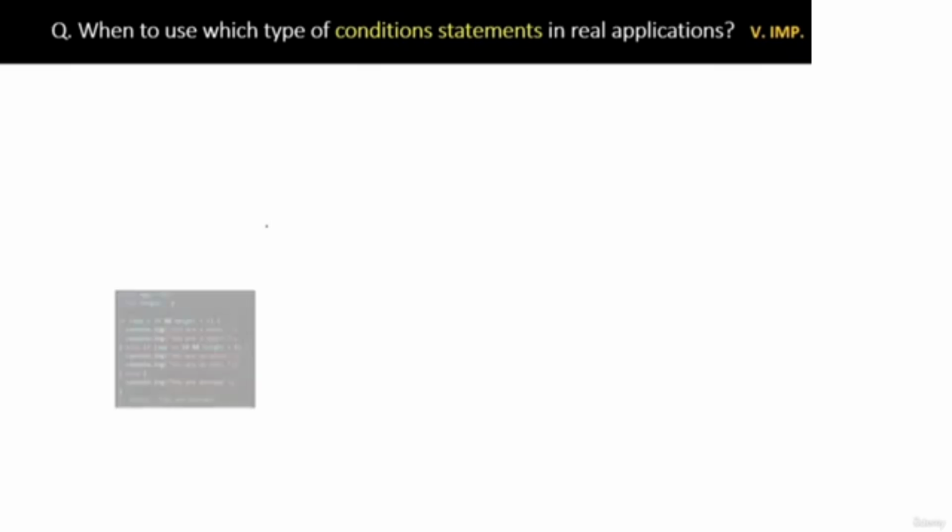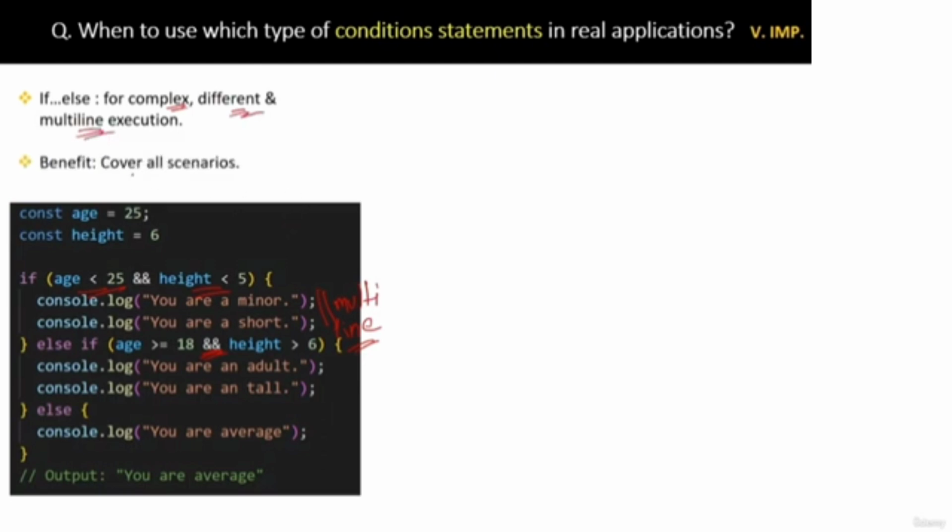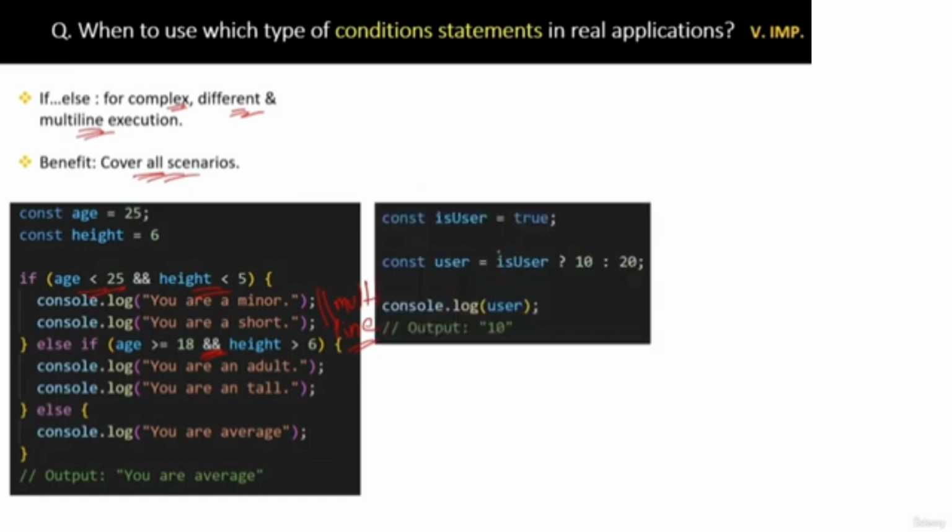First, we have this if-else condition, and here is the sample code. Now here you can see if-else can handle any type of complex condition, and even multiple conditions with multiple and or multiple or operators it can handle. Also inside the curly braces, the if block can have multiple lines of code. The point is, if-else is good for complex, different, and multi-line executions. And the benefit of if-else is it can cover all the types of scenarios, which is why it is the most used one.